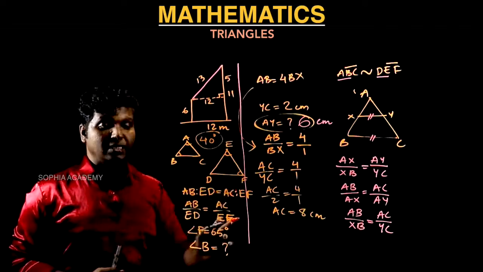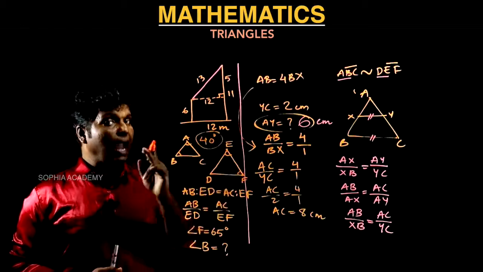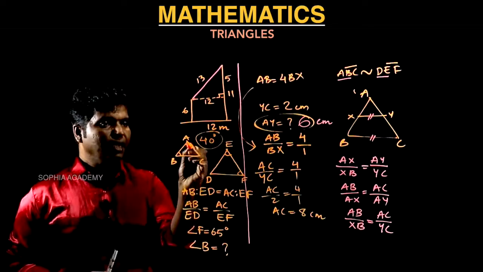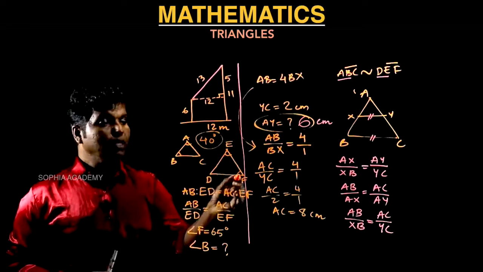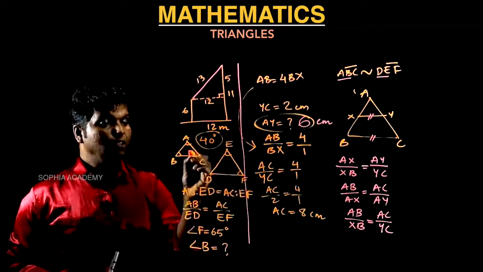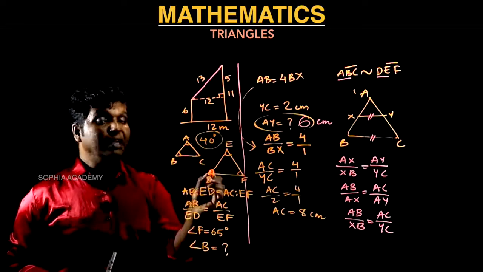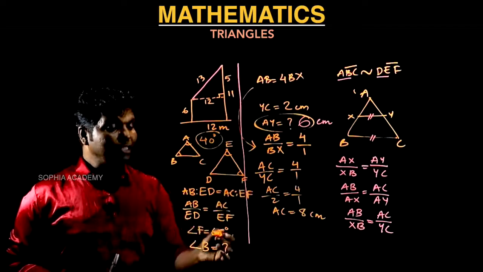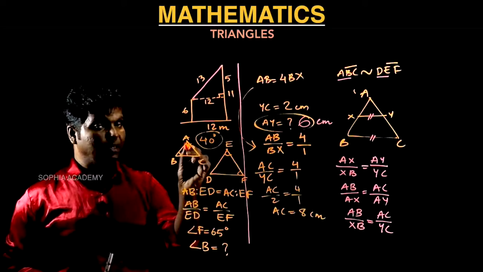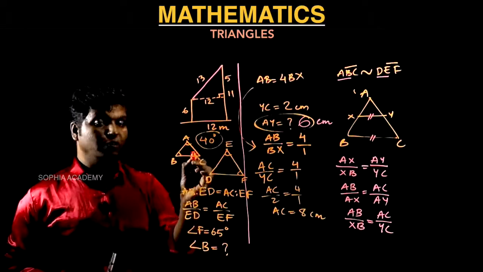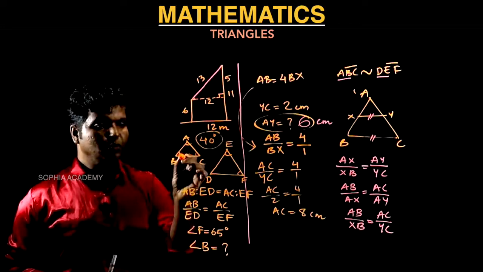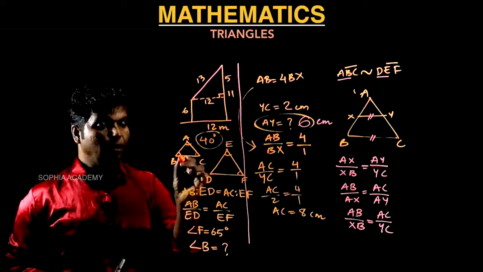If these 2 triangles are similar, then the corresponding angles also should be equal. That means the corresponding angle to A is E, so A and E should be equal. The corresponding angle to C is F, so these 2 should be equal, and B and D also should be equal. Now F is given as 65. So already it is given that A is 40. F is 65, so this one also will be 65. What about this one? This is the thing which you have to find.